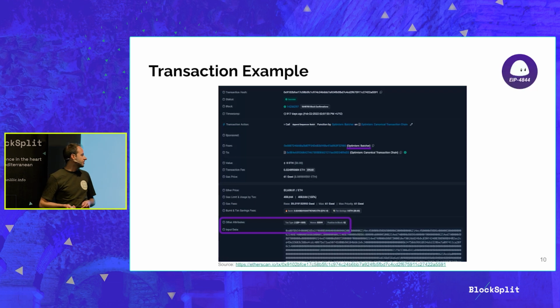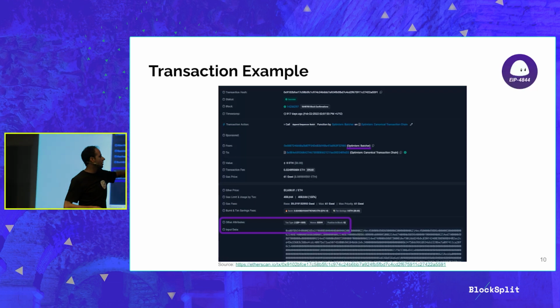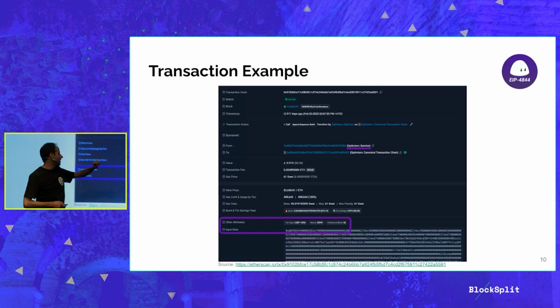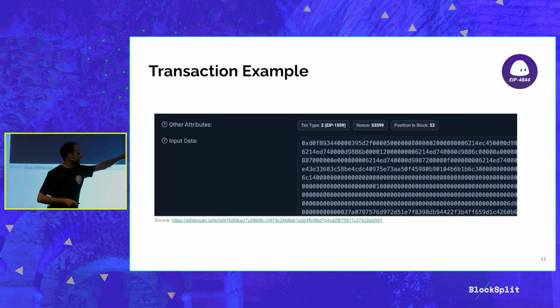And let's check Etherscan. We have a standard transaction. It comes from the Optimism Batcher. This is transaction type 2, and we can see a lot of data here in the input. So the main thing is we need to get rid of this data to make transactions cheaper.